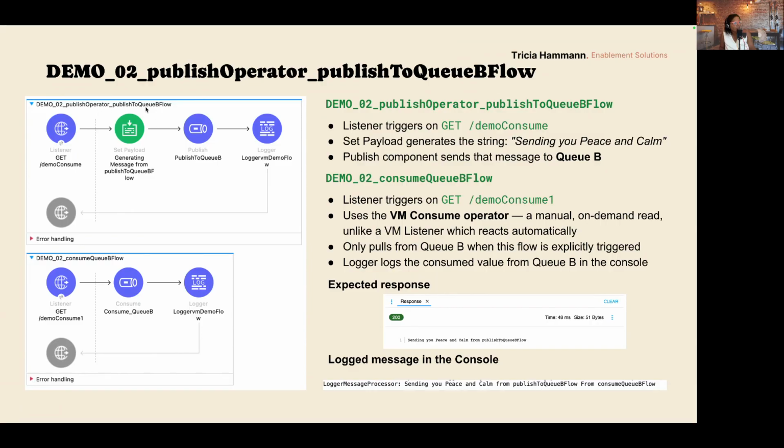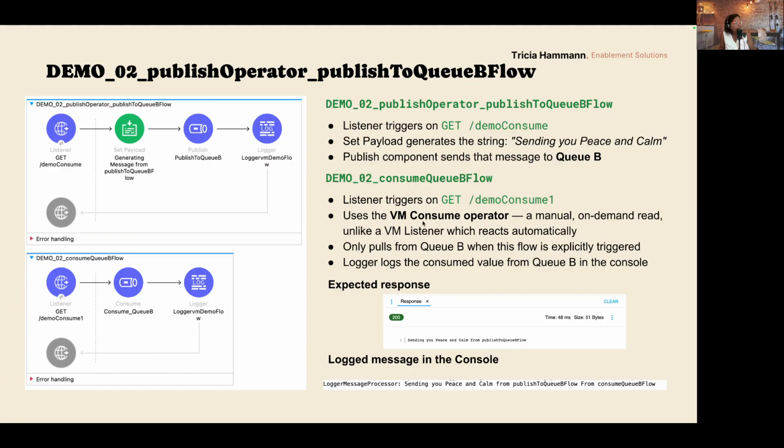In the publish to QB flow, we are working with a listener, which is configured to work with a method get, and demo consume is the path. The set payload generates a string value, sending UPs and CAN, and the publish operator component sends that message to QB. Now, in the demo 02 consume QB flow, the listener triggers on get demo consume 1.